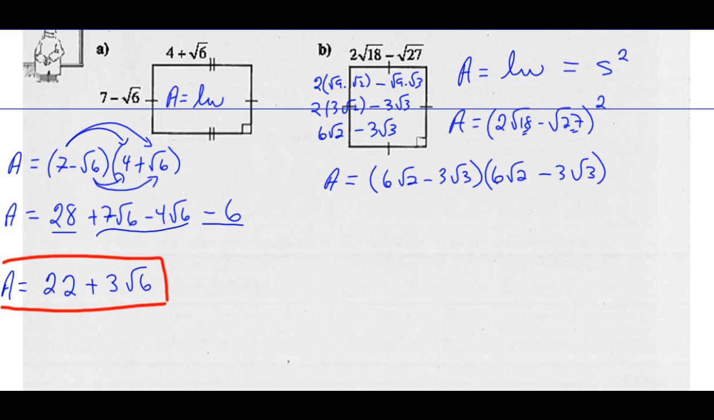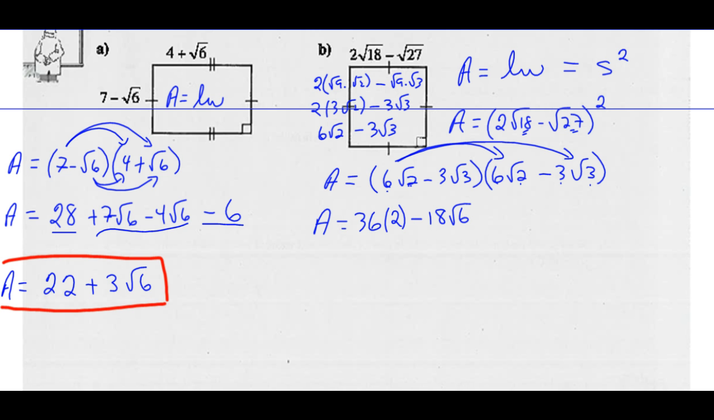All right. Now I'll use my distributive property like we did on the example to the left. So 6 radical 2 times 6 radical 2. Well, 6 times 6 is 36. Radical 2 times radical 2 is 2. And then we take 6 radical 2 and multiply it by negative 3 radical 3. So 6 times negative 3 is a minus 18. Radical 2 times radical 3 is radical 6.